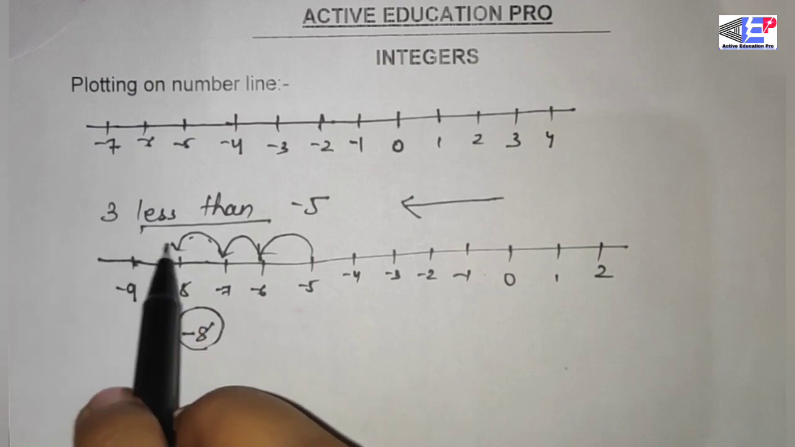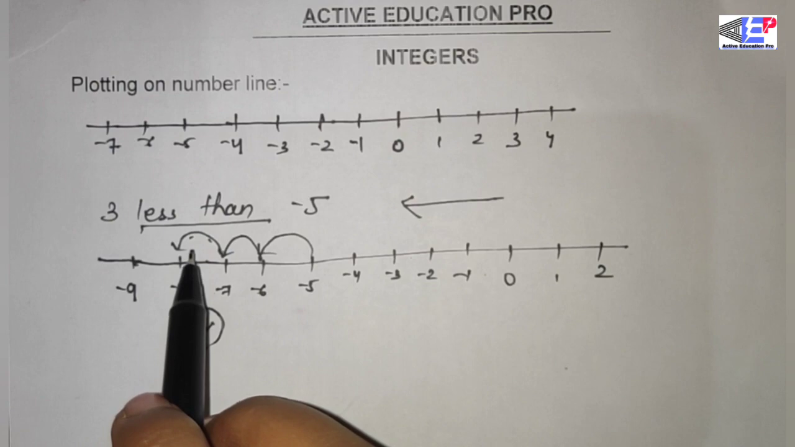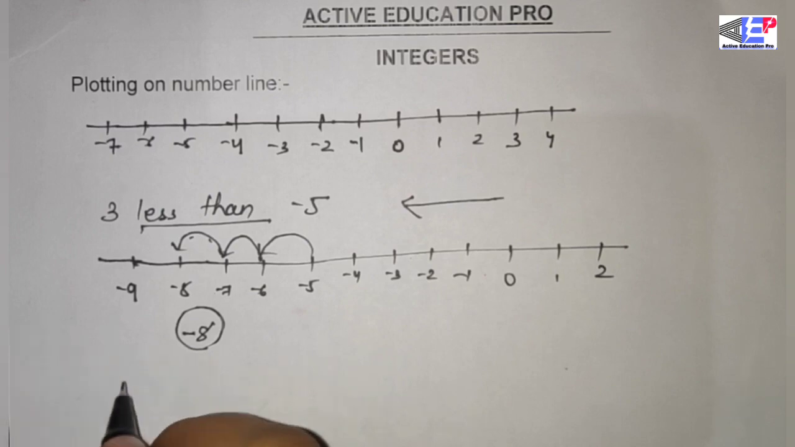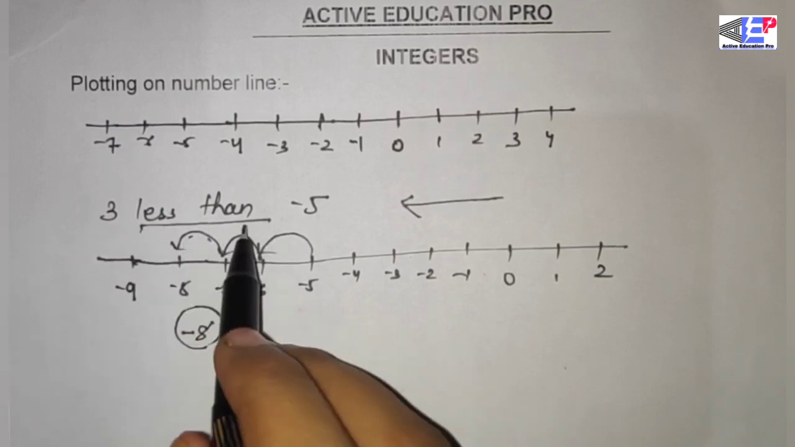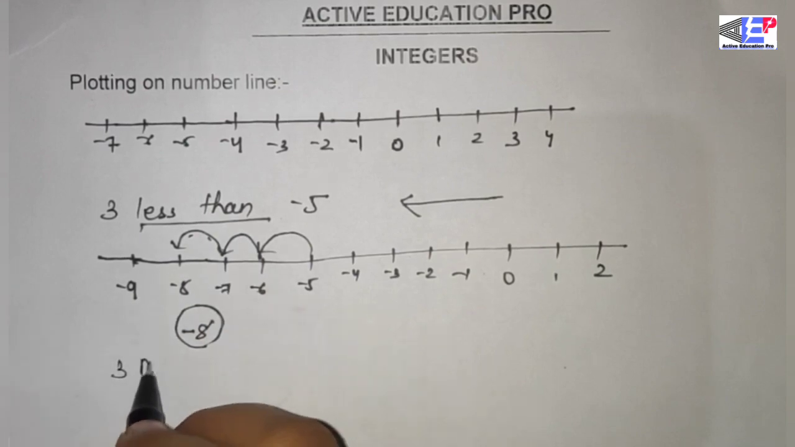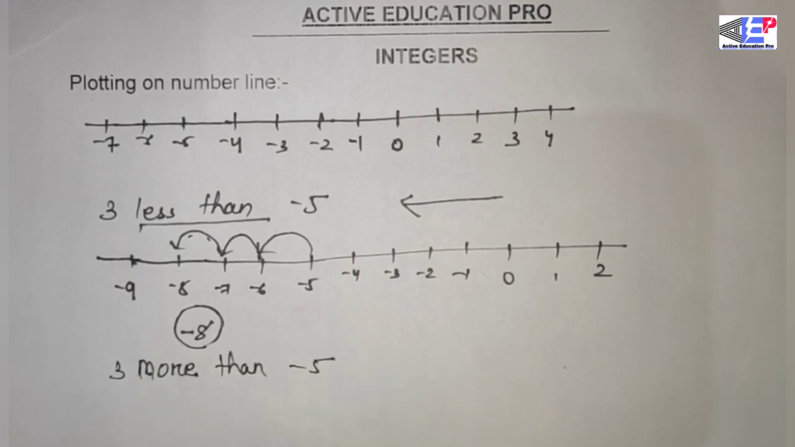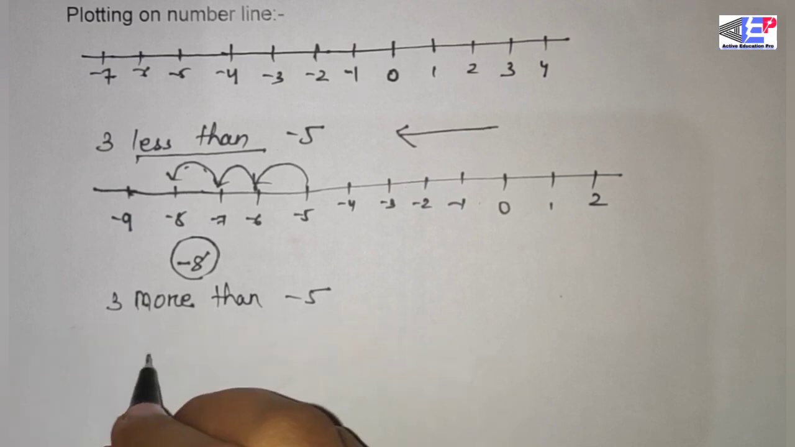So as per your question's requirement, you have to keep the positive or negative numbers on a number line. Then the next example, with the opposite meaning: not less than, but more than. 3 more than -5. Draw a number line.